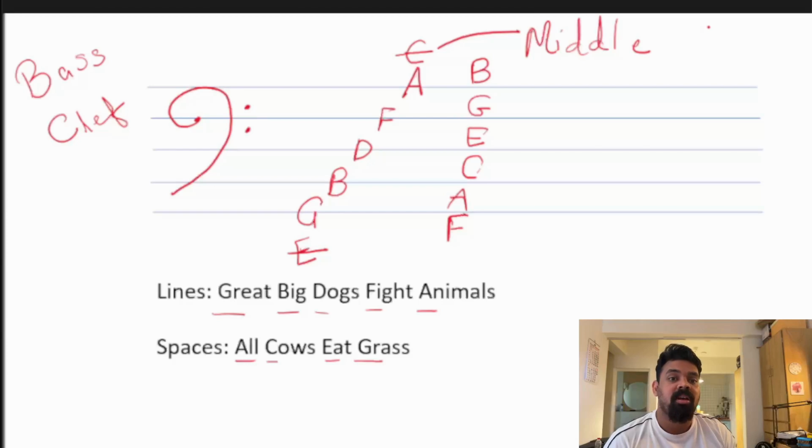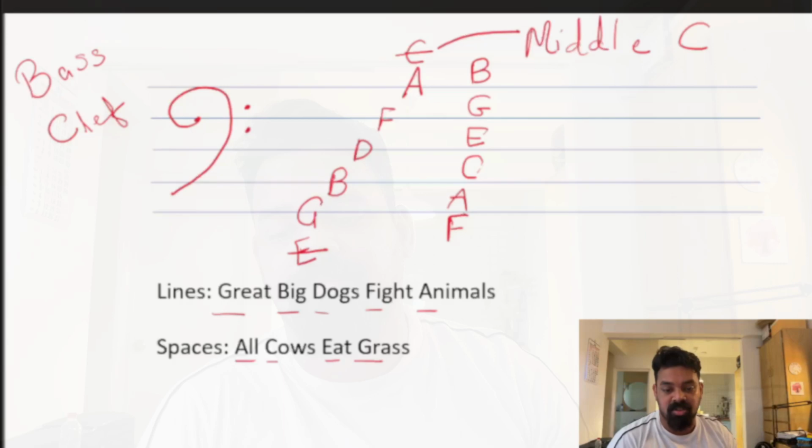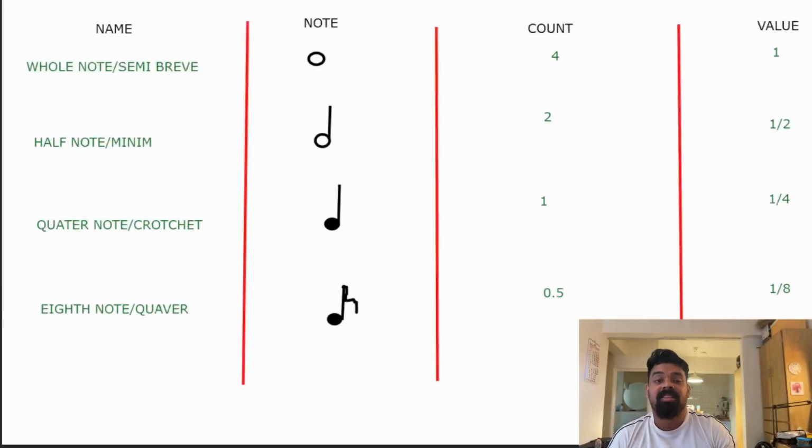It is the same note, it comes on the keyboard right in the center. It's the same note, but in the bass clef it is at a different position, and on the treble clef it is at a different position. So now that we've learned about the bass clef, let's learn about drawing notes, knowing their names, their counts and their values. Okay, so let's start learning about some notes.